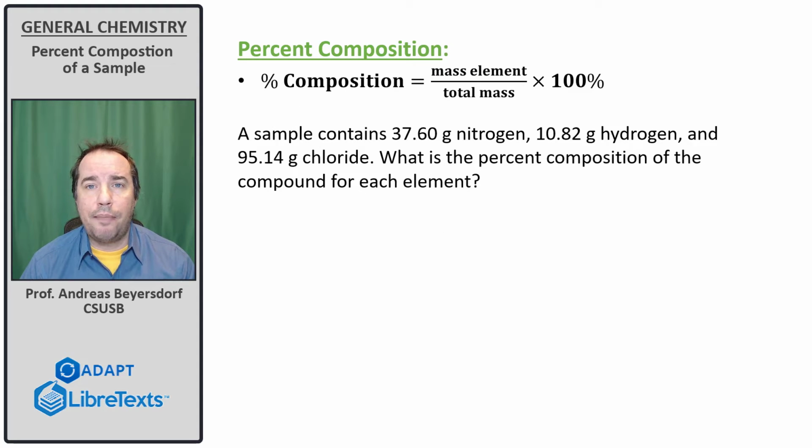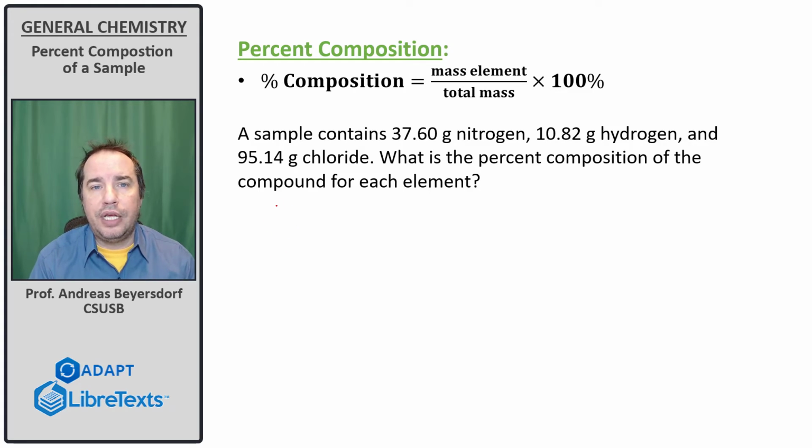So let's say we have a sample that contains 37.6 grams nitrogen, 10.82 grams hydrogen, and 95.14 grams chlorine. And we want to know what the percent composition is. So what we're going to find is the percentage nitrogen, the percentage hydrogen, and the percentage chlorine. Let's start with the nitrogen.